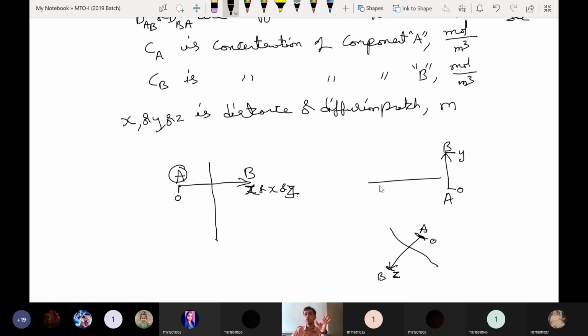Whatever direction you take, you take only one direction, X or Y or Z, not all three directions. This is not three-dimensional, only one-dimensional. That's why we have to take either of the cases, X, Y or Z. So this is the diffusion path, which is denoted by Z.